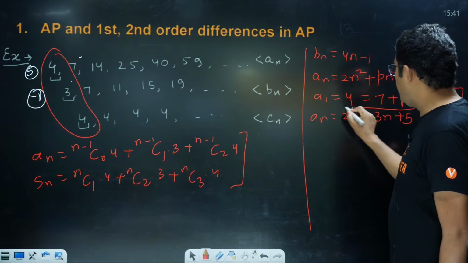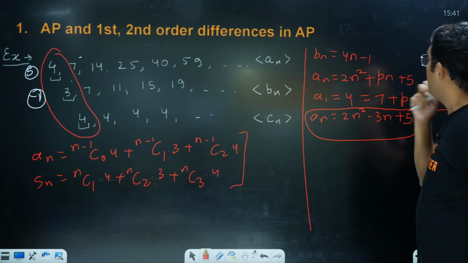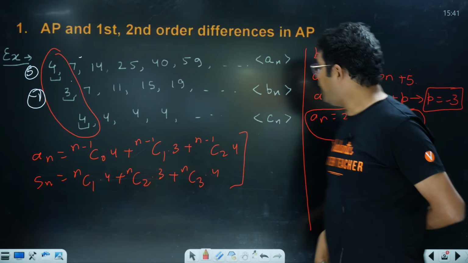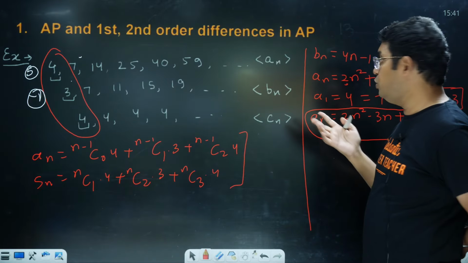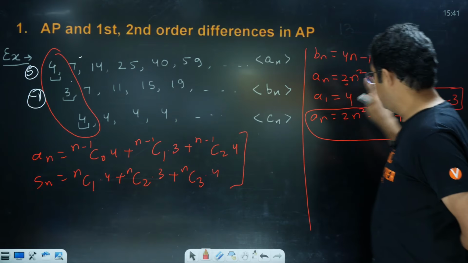Many of you would be able to do this calculation in the mind itself. There is no need to write anything, because 2 will come here, 5 will come here, and I need 4 when n is equal to 1. So 2 plus 5, so p has to be minus 3. That way also you can do this an for those series whose first order difference is ap.